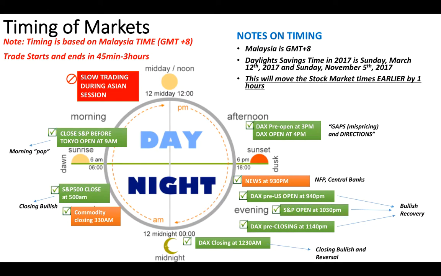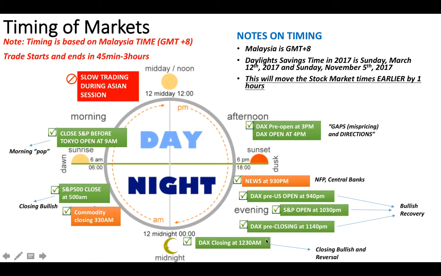So this is really the timing of the markets that I think you have to get right. It's in Malaysia, so it's GMT +8. So in Malaysia, at least, you know that the markets in Tokyo open at 9 a.m. There's usually slow trading during the Asian session. This is the Asian session, at least until 4 to 5 p.m. in Asia. And in the afternoon, the European markets start to open. You have the DAX, the German index. So you have the DAX pre-open at 3 p.m. At 4 p.m., the German index, the DAX, and also the FTSE in London open. These are the London and German markets. And of course, the S&P 500 in the US opens at 10:30 p.m. local time, Malaysia time.